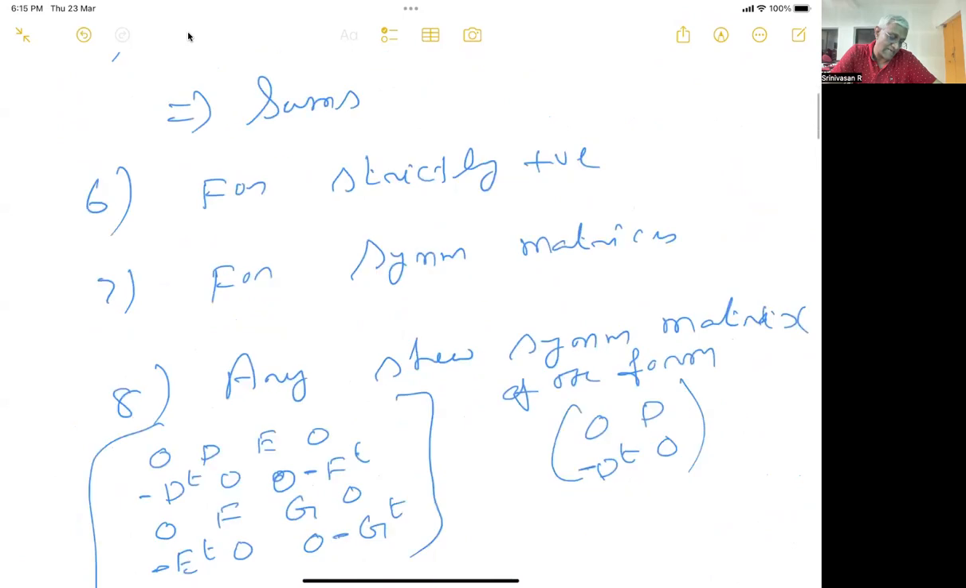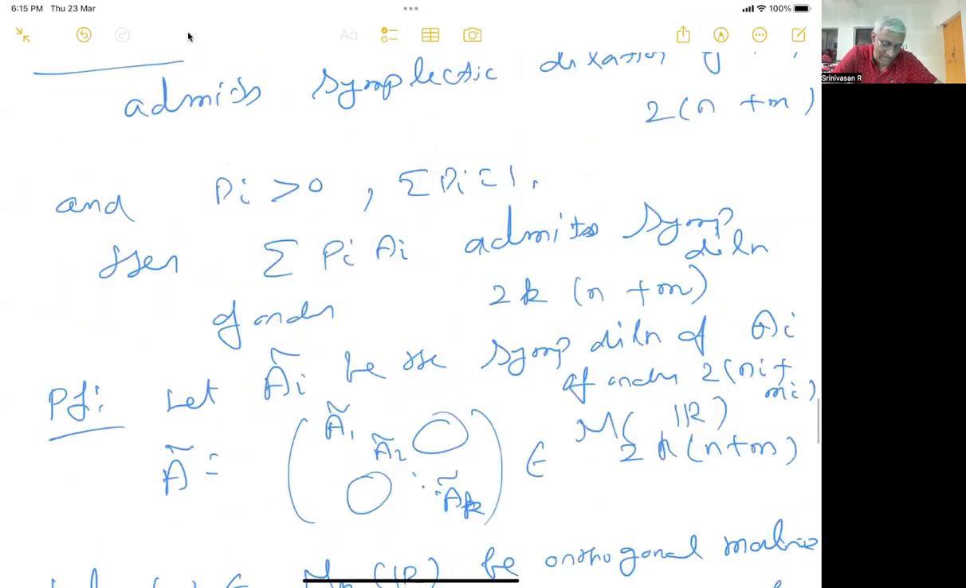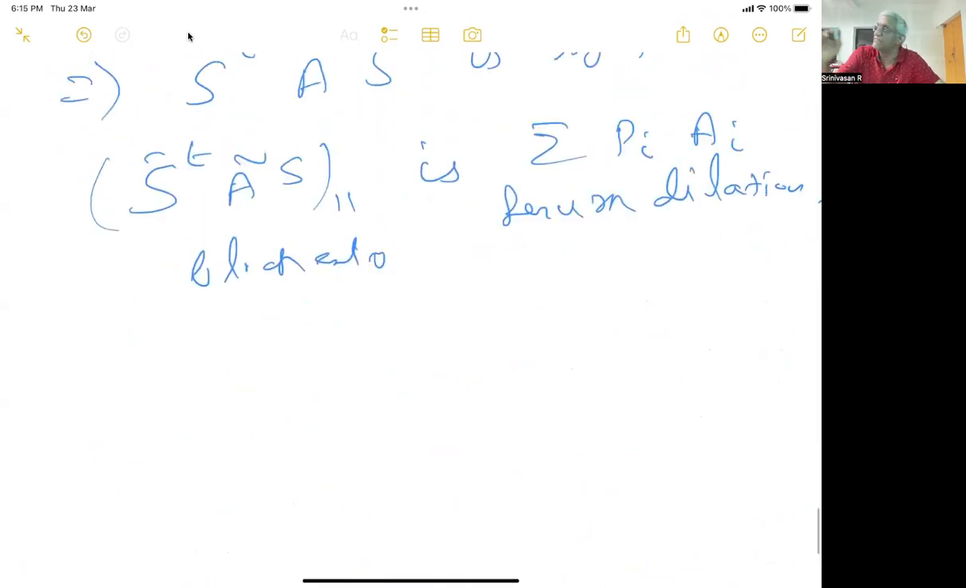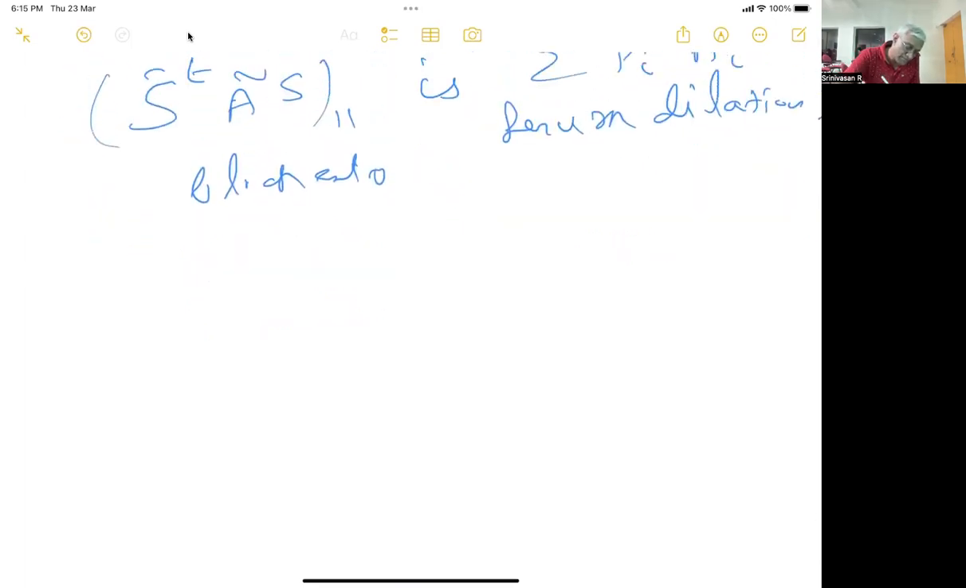So next thing is for strictly positive sums. It's not true. Only for convex linear combination, we have the lemma now. For a general sum, we have to wait. So next lemma.